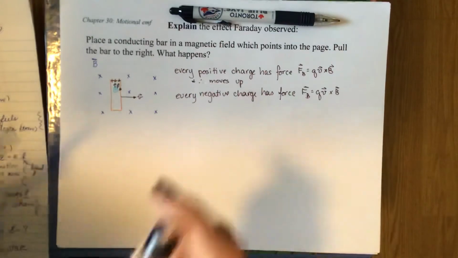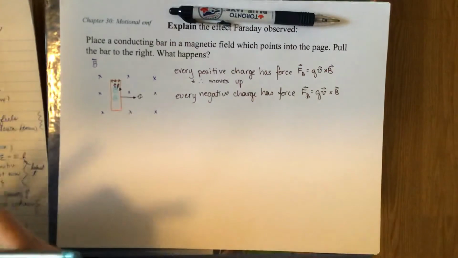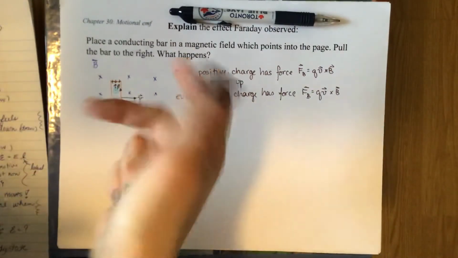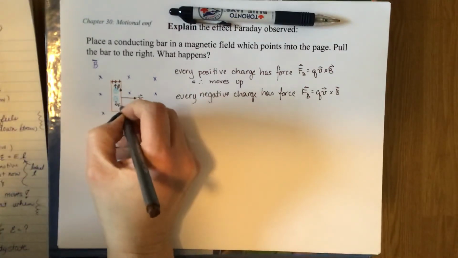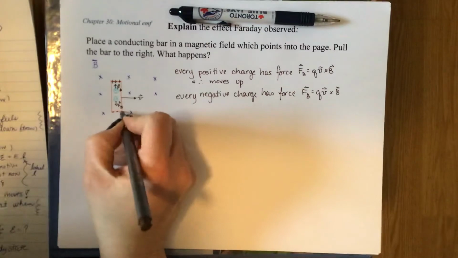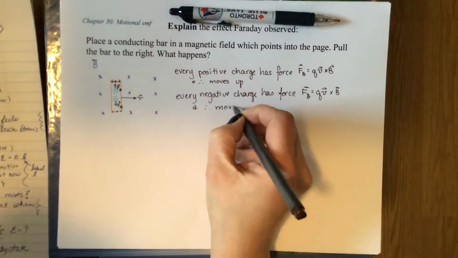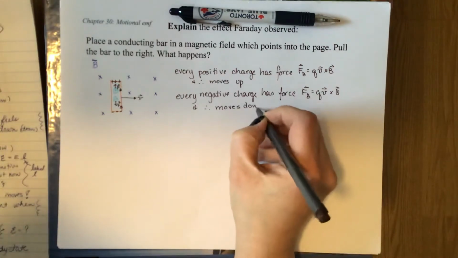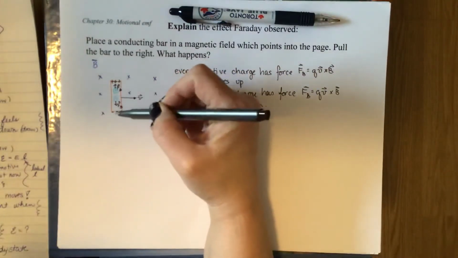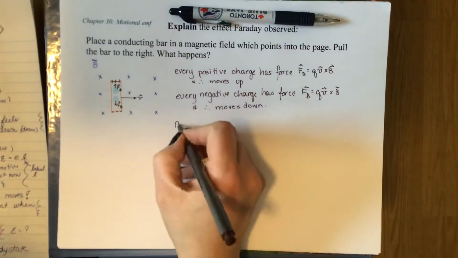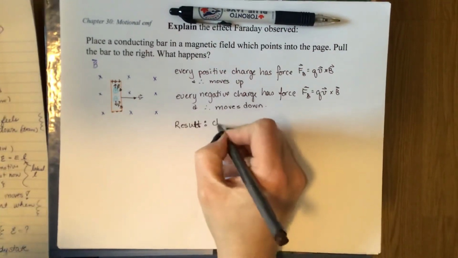Again, if we have a little negative charge, qv cross B is up, but it's a negative charge, so we rotate our force by 180 degrees. Those feel forces that point down, F_B on the negative charges. So they end up piled up on the bottom, and therefore they move down. So what does that mean if the positive charges have moved up to the top and the negative charges have moved down? Well, the result is that the charges have separated.